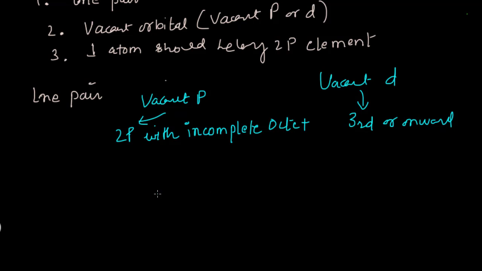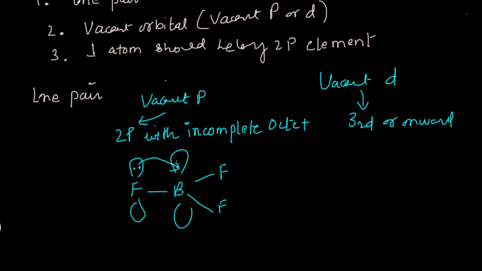So basically, what is backbonding? I'll show you one example. Here you have BF3. I'm going to draw the structure of it. There is a vacant orbital with this B, and you have fluorine which has a lone pair of electrons. So the conditions are fulfilled: this is a second period element with an incomplete octet, so it has a vacant p orbital. This has a lone pair, so the lone pair will be transferred here, as you can see, and this will form something like a coordinate bond, but it's not actually a coordinate bond.